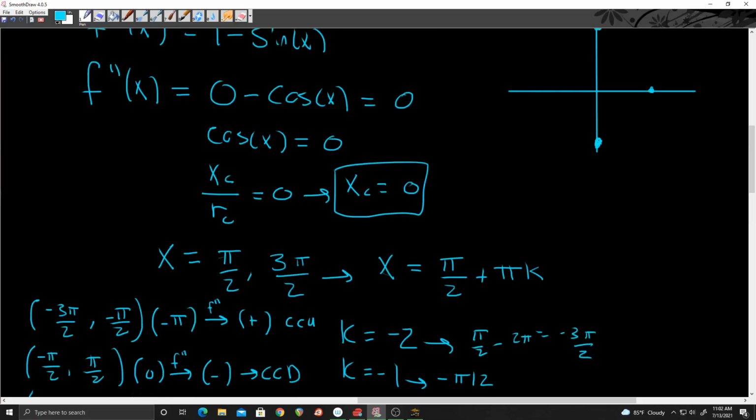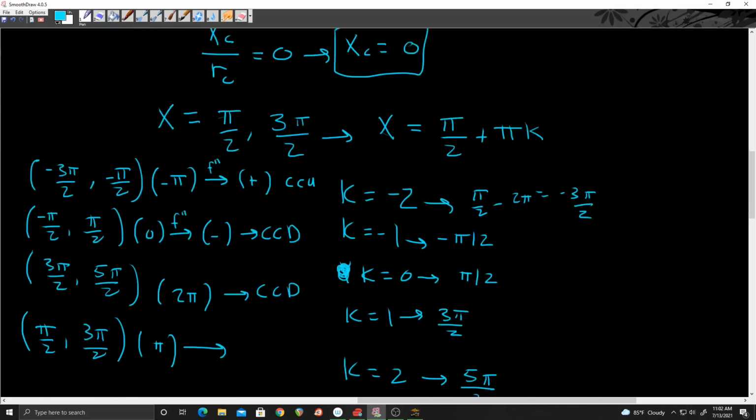Cosine pi is -1, negative of that is positive. That means we're concave up. So from left to right now, we go concave up, and then concave down, and then down here, concave up, concave down. So once again, here we are, and we have a pattern now. We're going to alternate concave up, concave down, concave up, concave down, and the concave up is going to happen.